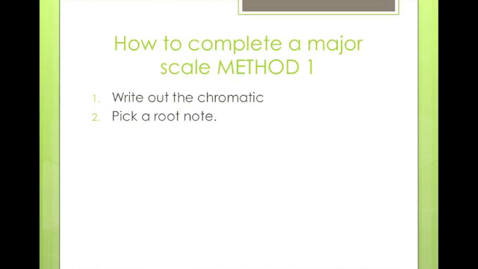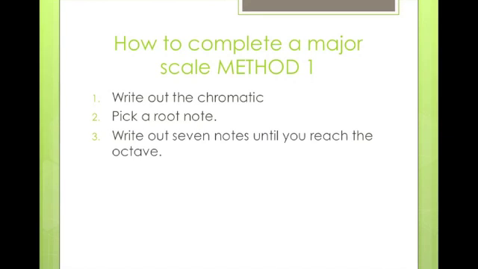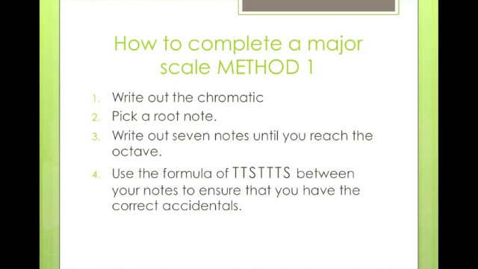Alright, pick a root note, any root note, they're all the same. Write out 7 notes until you reach the octave. And use the formula of TTS, TTTS between your notes to ensure that you have the correct accidentals.